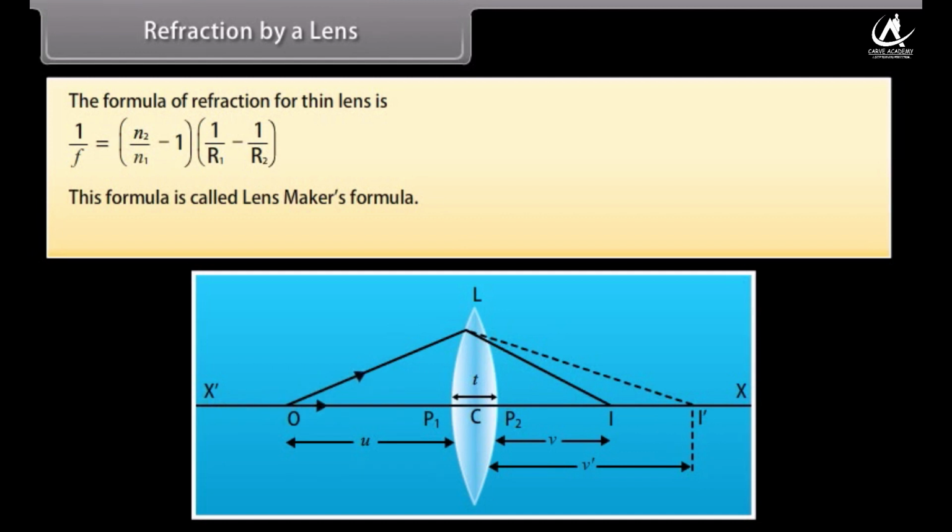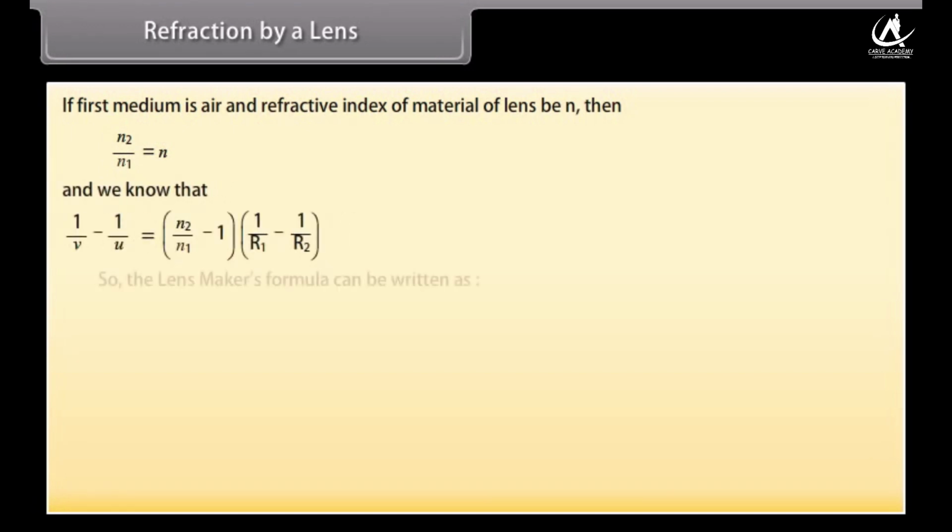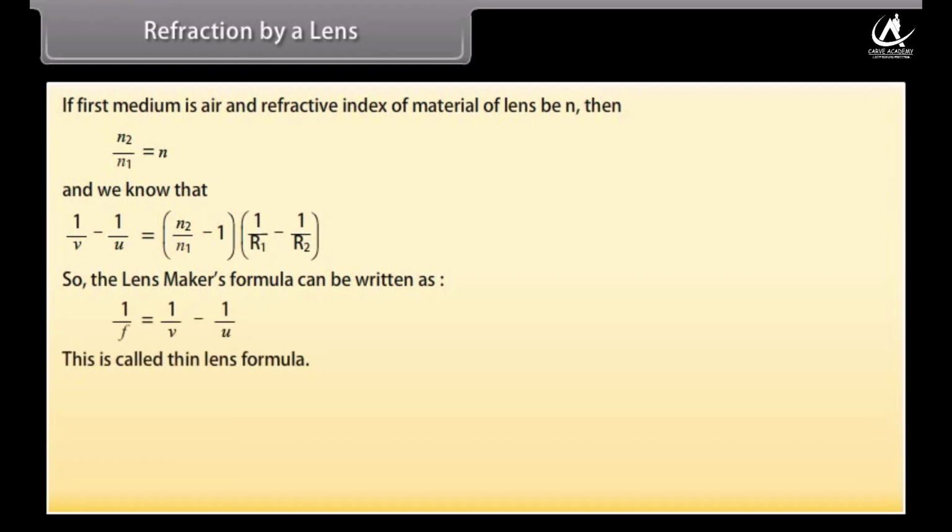This formula is called lens maker's formula. This formula also holds for concave lens. If the first medium is air and refractive index of material of lens be n, then N2 upon N1 is equal to n. And we know that. So the lens maker's formula can be written as. This is called thin lens formula.